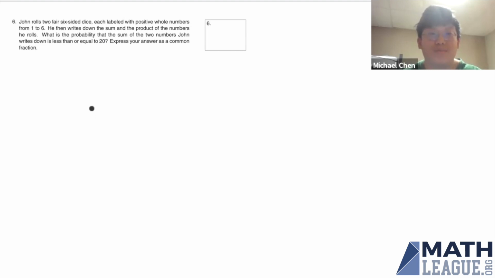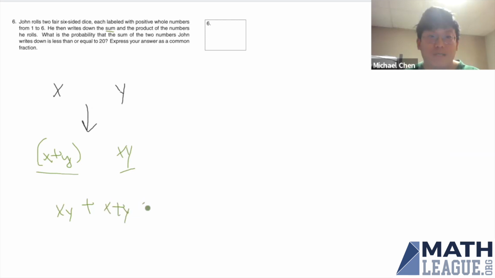So we know that we're rolling 2 dice, and let's say the 2 numbers that we roll are x and y. So that means that the 2 numbers that John writes down are going to be the sum, x plus y, and the product, x times y, for these 2 numbers above. And we want the sum of x plus y and xy to be less than or equal to 20. So for that to happen, we can write the inequality xy plus x plus y is less than or equal to 20.